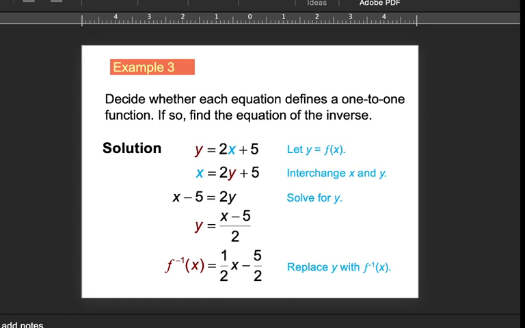So if we change this, again, I'm moving down, still moving down. We're going to have the following: x minus 5 divided by 2 is equal to y. So now this is our new value for y.